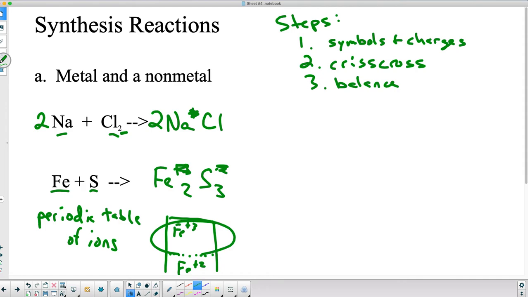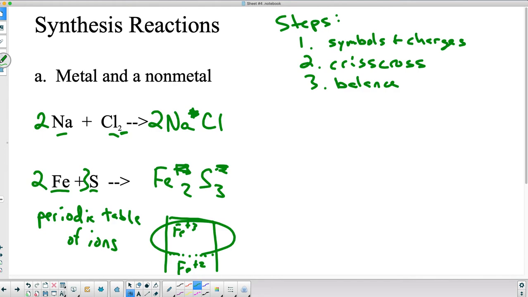So Fe2S3 is my compound. And then my third step is to balance. Balancing is so easy for this one because I just put a 2 in front of the iron, Fe, and I put a 3 in front of the sulfur. And that's it. Now everything's balanced.